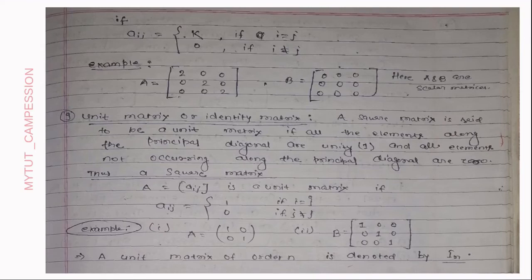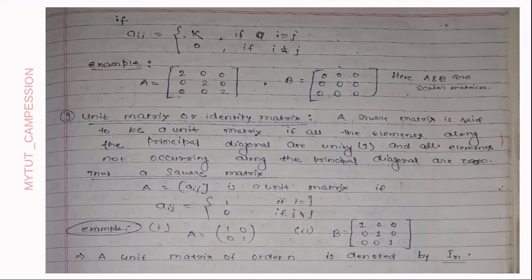Okay, for example, here A is a matrix where all elements of the principal diagonal are equal. Now here B is also a matrix where the principal diagonal elements are equal to 0. Here A and B are scalar matrices. I hope you got it. That is the difference between a diagonal matrix and a scalar matrix. Now, the unit matrix or identity matrix.